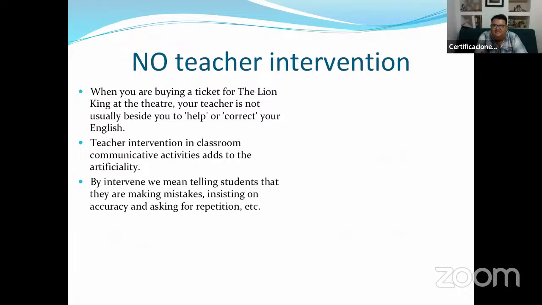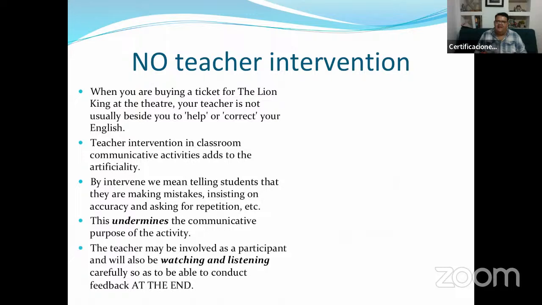By intervene, we mean telling students that they are making mistakes, insisting on accuracy, and asking for repetition, etc. In other words, if student A starts talking to student B in the conversation task, don't interrupt. If you interrupt, they go blank, and the conversation is ruined. Avoid that at all cost. This undermines the communication purpose.